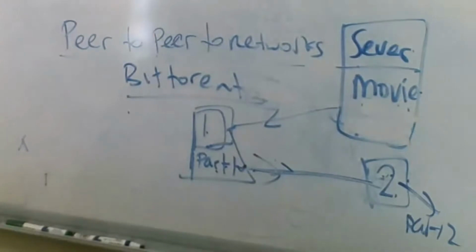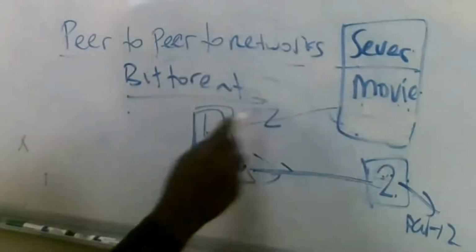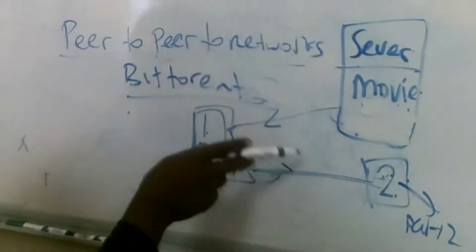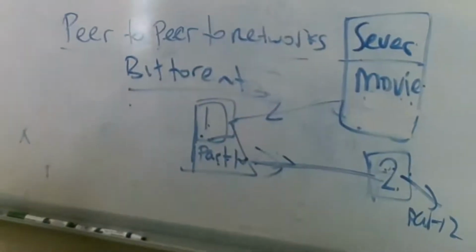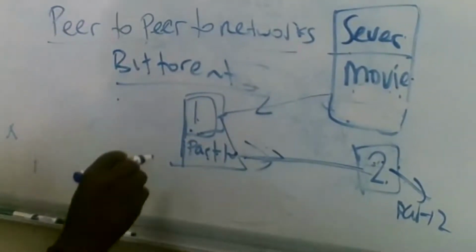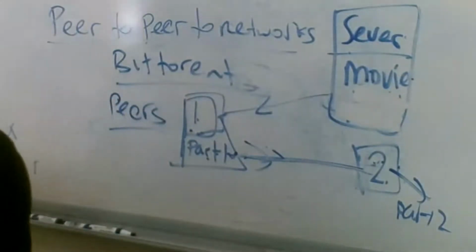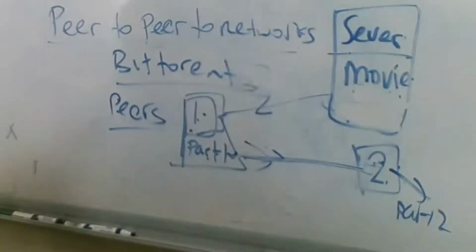Then we say that among these computers, first of all, the computers that participate in downloading files when using BitTorrent, all those computers are referred to as, I think you guys remember, we call them what? We call them peers. All these computers that participate in downloading files during BitTorrent are called what? Peers.